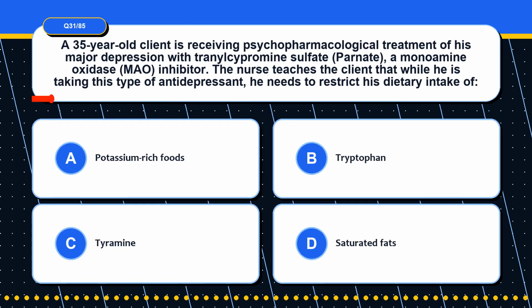Question 31. A 35-year-old client is receiving psychopharmacological treatment of his major depression with tranylcypromine sulfate (Parnate), a monoamine oxidase (MAO) inhibitor. The nurse teaches the client that while he is taking this type of antidepressant, he needs to restrict his dietary intake of. Here are the options. Option A. Potassium-rich foods. Option B. Tryptophan. Option C. Tyramine. Option D. Saturated fats.